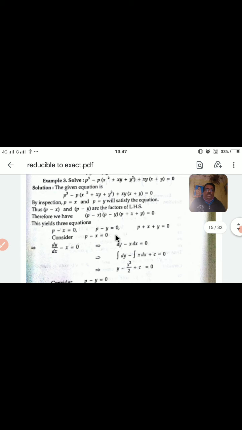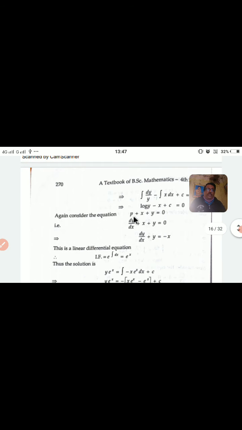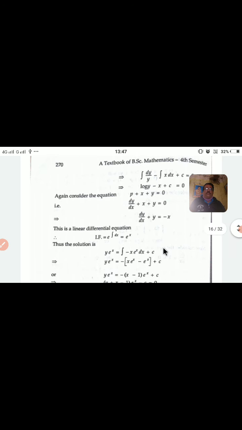This is one solution. Similarly, equate the second factor, p minus y, to 0, and by the variable separable method we get this solution: log y minus x plus c equal to 0. Next, equate the third factor to 0, put p equal to dy by dx, and solve it.